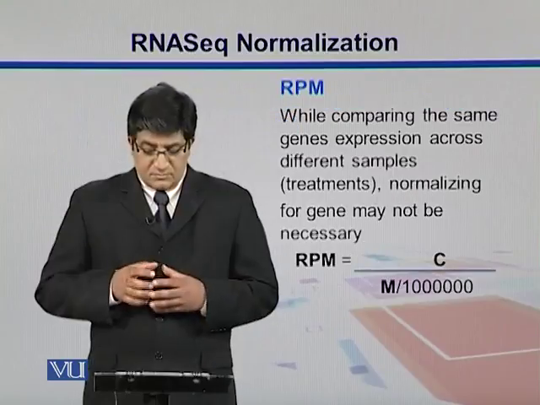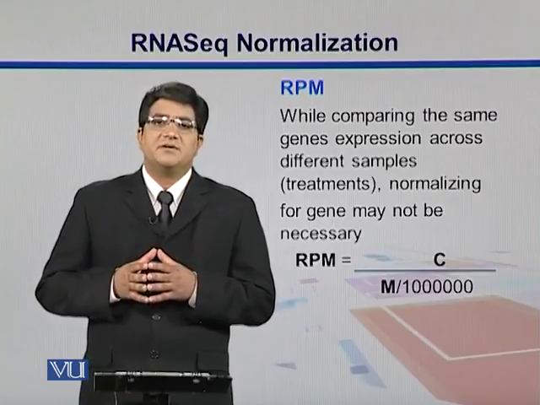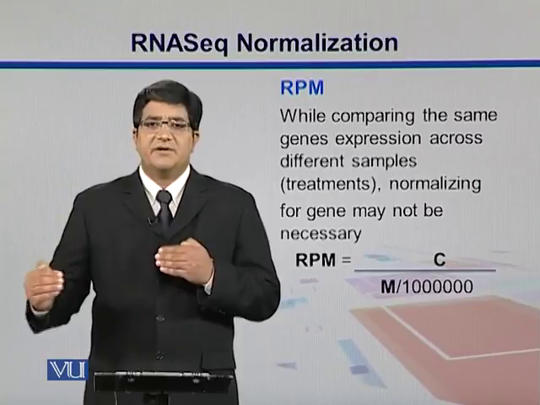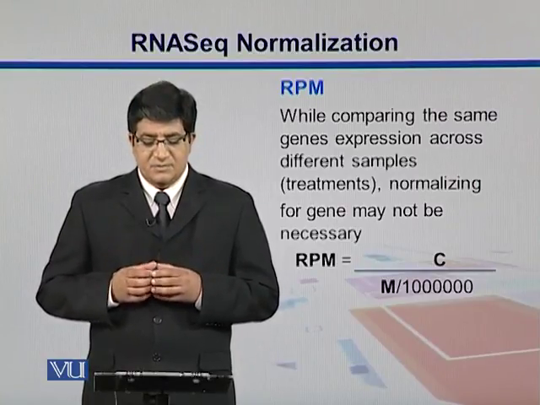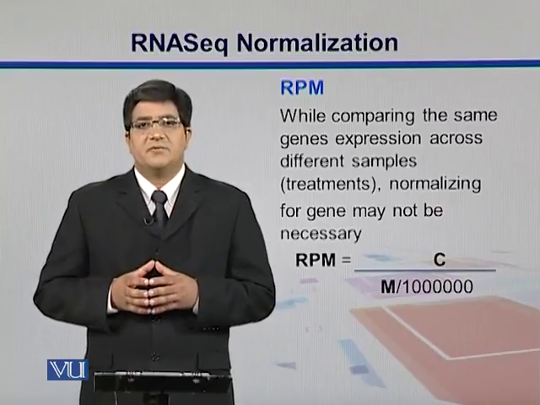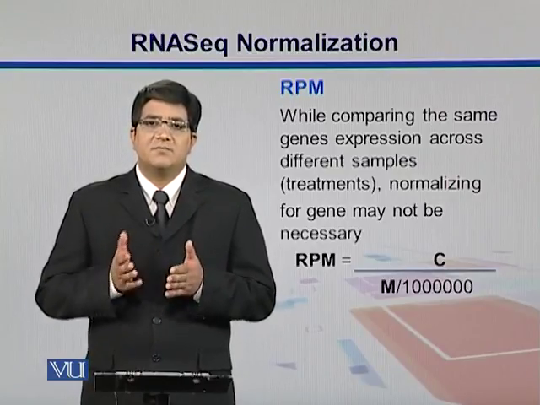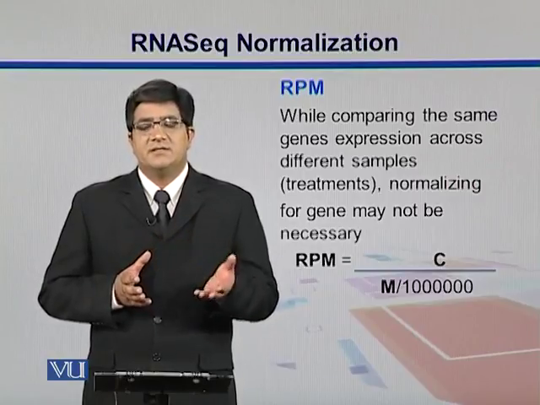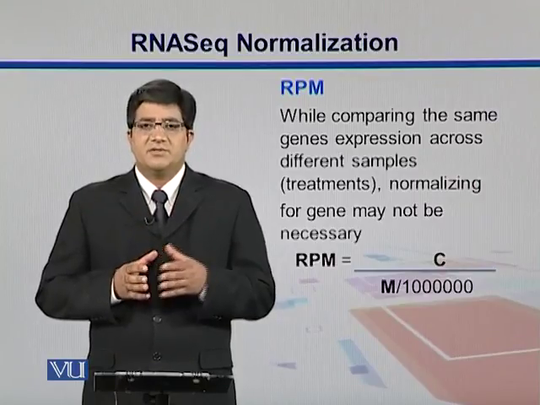Sometimes, most of the times, while we are doing differential gene expression studies, we are taking the same gene and we are comparing across different treatments. So here some scientists are of the view that we should take this K out of this equation. We should not normalize for the gene lengths since we are comparing the same gene across different treatments, so it is unnecessarily reducing the number, or the count number will go small if we are using RPKM.